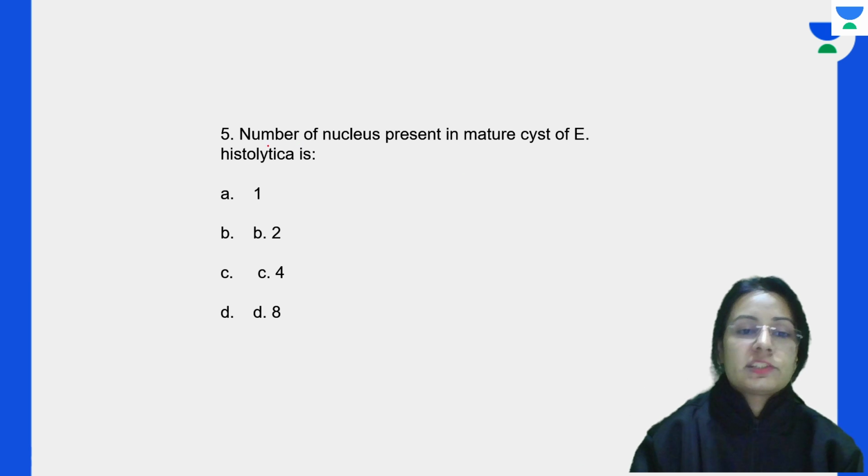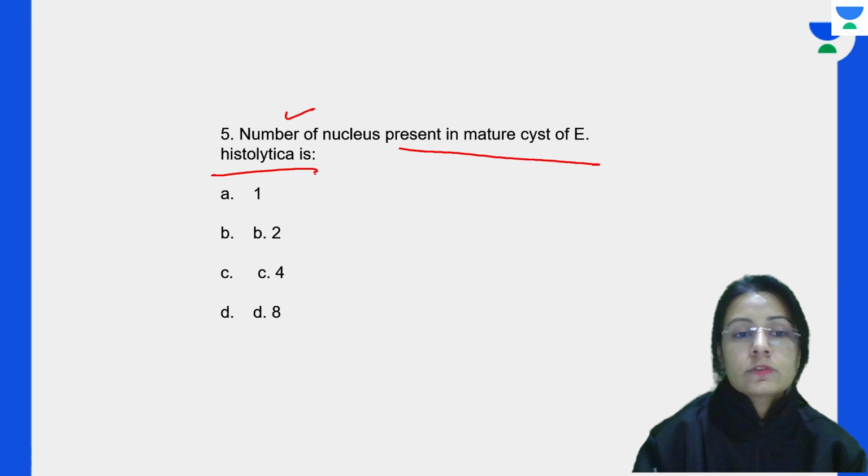for the laboratory diagnosis of amoebic dysentery. Now, the number of nuclei present in a mature cyst of Entamoeba histolytica is 1, 2, 4, or 8.